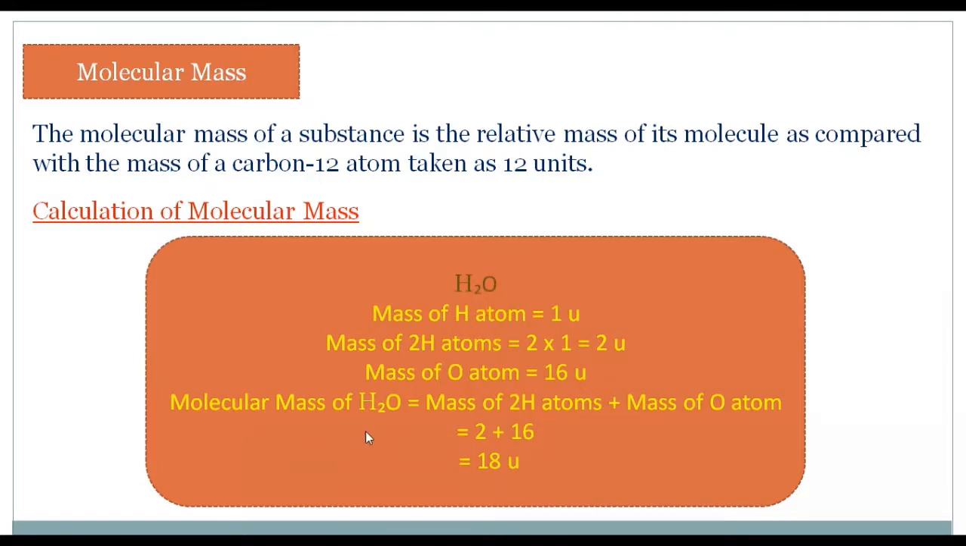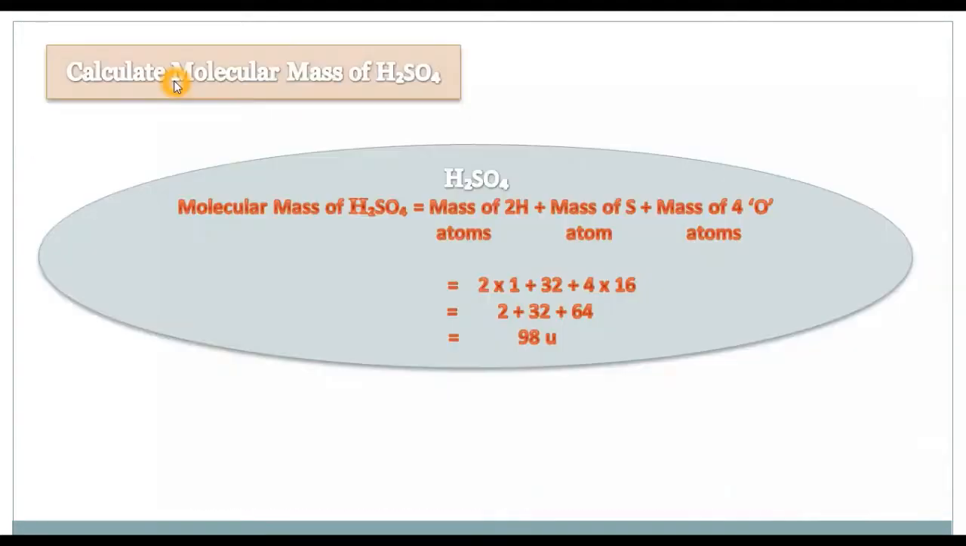So the molecular mass is equal to the sum of atomic masses of both the elements: the mass of two hydrogen atoms plus the mass of the oxygen atom. The mass of two hydrogen atoms is 2 units, and the mass of the oxygen atom is 16 units. 2 plus 16 gives you 18 units. That means the molecular mass of a water molecule is 18 units.